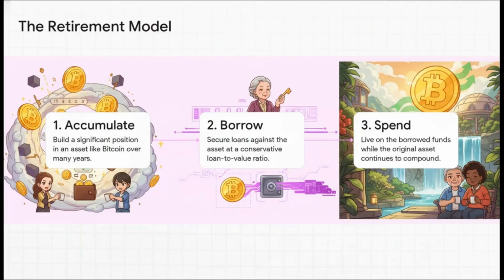You use your pile of assets as collateral to create cash flow from debt, which in many cases isn't taxed like income. So the model would look something like this. You'd spend your working years accumulating a big position in an asset. Then, when you're ready to retire, you take out loans against it at a really conservative level, say 50%, to give yourself a safety buffer. You live on that borrowed money, while in theory, your original asset keeps growing faster than the interest on your loan. It is absolutely a long-term bet that your asset growth will beat your debt cost.